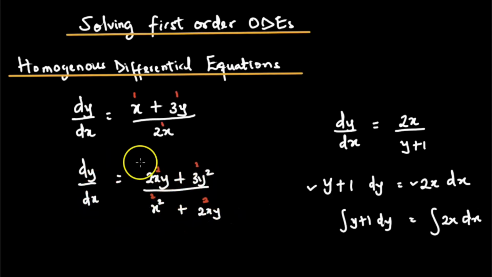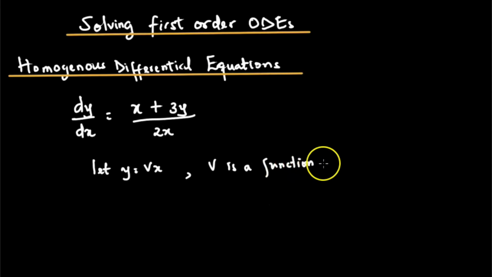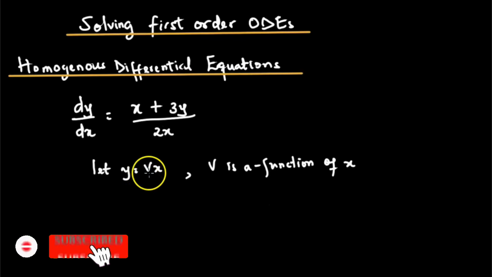So how do we actually solve these differential equations? Let's solve this one. Now, the first step is to let y equal vx, where v is a function of x. So v is a function of x, and we are letting y be equal to vx. Whenever you're solving a homogeneous differential equation, this is always going to be your first step, right? Letting y equal vx.